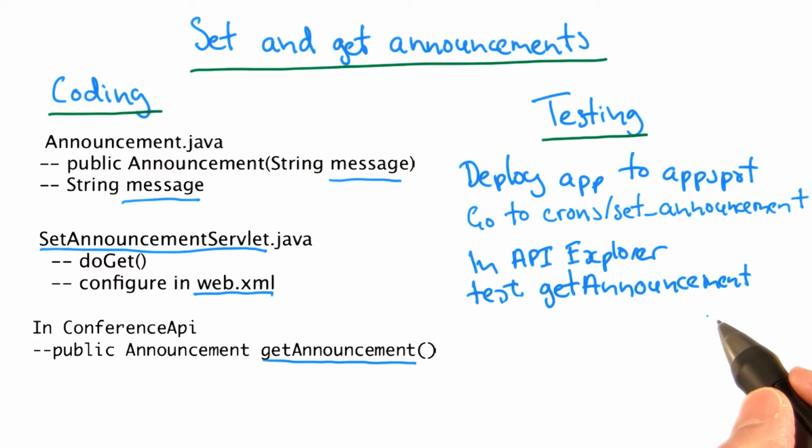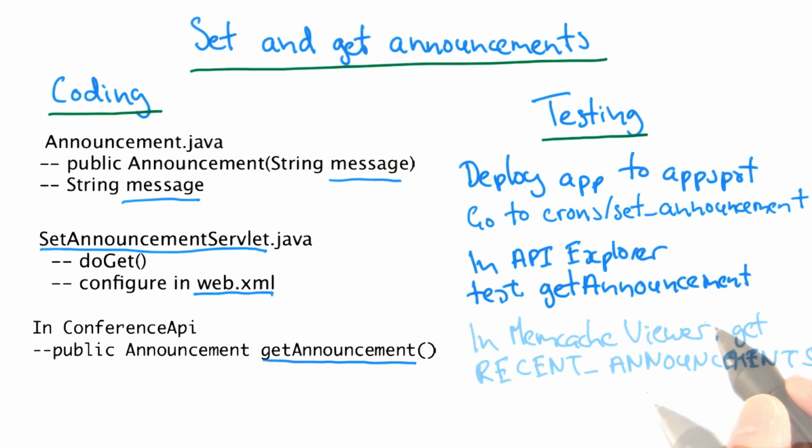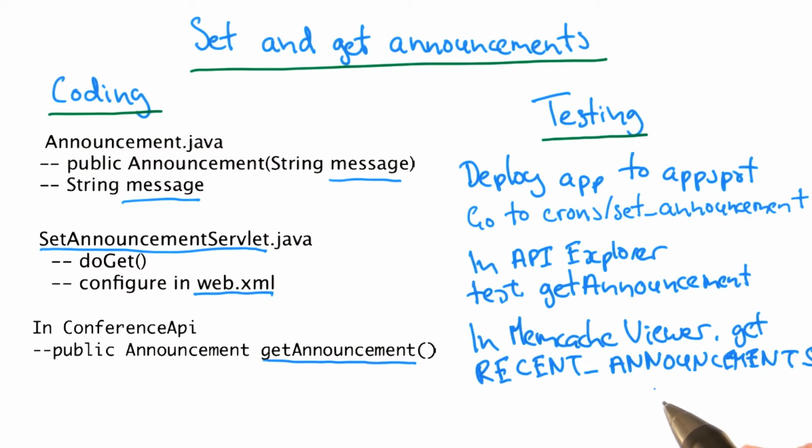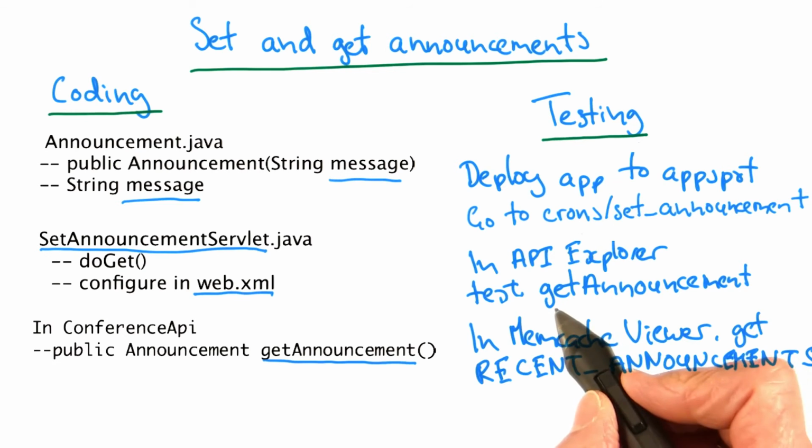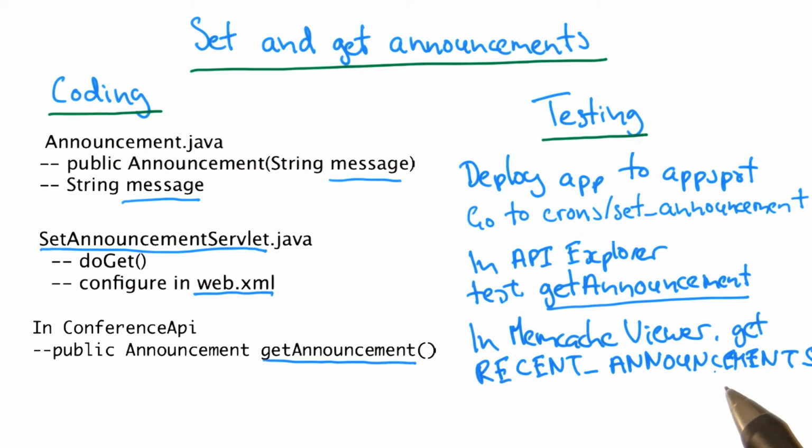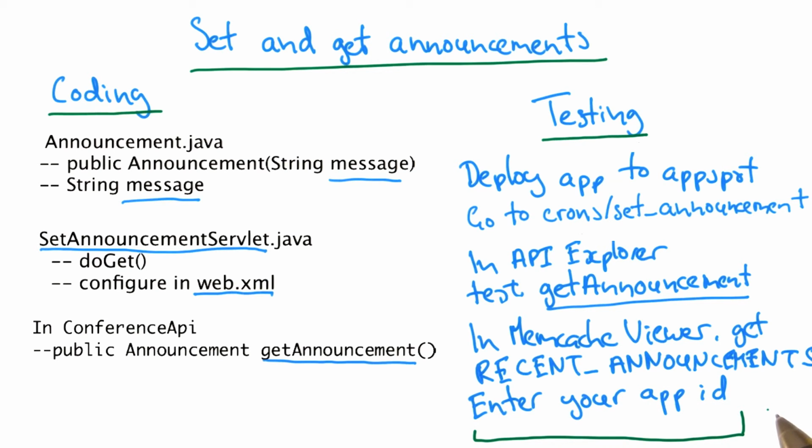Then in the API's Explorer, you can test the getAnnouncement function to get the values of the announcement out of memcache. And then use Memcache Viewer to check that your announcements are in memcache. Obviously they will be if getAnnouncement works, but it's good to practice using the Memcache Viewer, and you can actually get the value of the entry that's keyed by recent announcements. So go ahead and do that. And then when everything's working on your app deployed on AppSpot, go ahead and enter your app ID here.